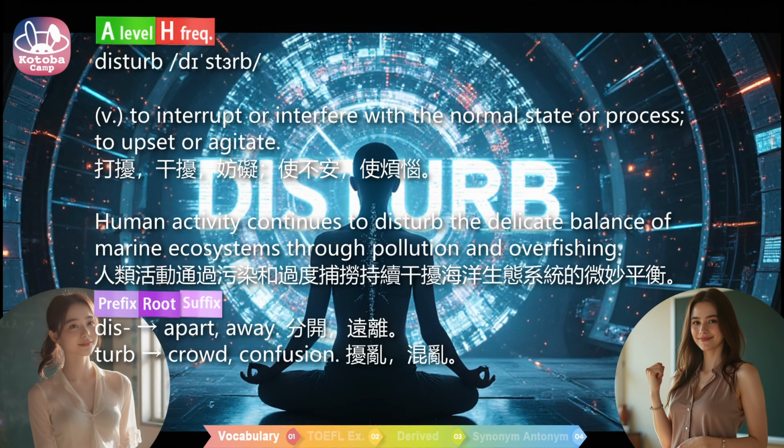Disturb. To interrupt or interfere with the normal state or process. To upset or agitate. Human activity continues to disturb the delicate balance of marine ecosystems through pollution and overfishing.